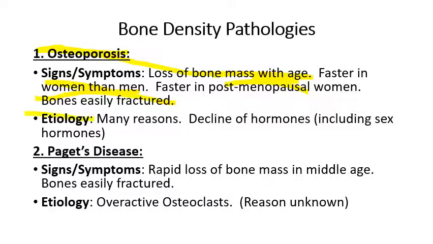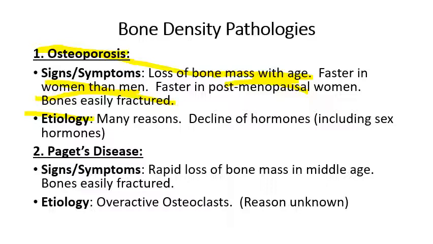What's the etiology? There are many reasons, but the main reason is that as you get older, you have a decline in hormones. Your endocrine system just produces less hormones in general, which causes a lot of changes in your body. But in particular, it causes a decline in calcitonin and some other hormones.